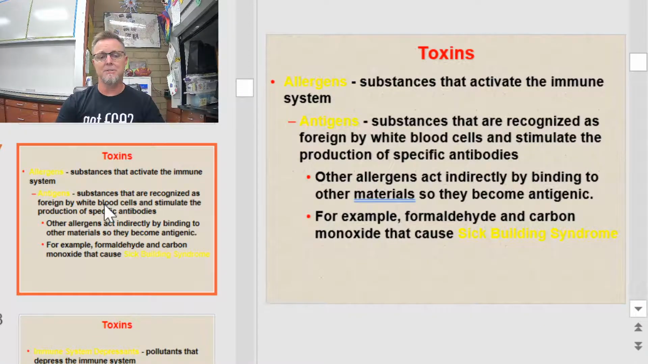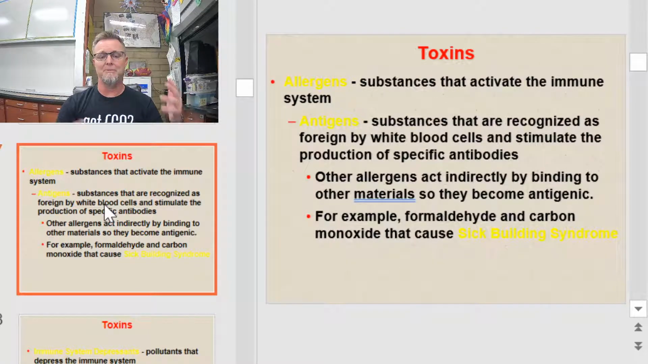Now, your immune system's response to an allergen is often to produce antibodies that get rid of the allergen's antigens. Antigens are substances that are recognized by your body as foreign invaders, and it's up to your white blood cells to stimulate the production of antibodies to render those antigens harmless. Other allergens can act indirectly by binding to other materials so that they become antigenic.